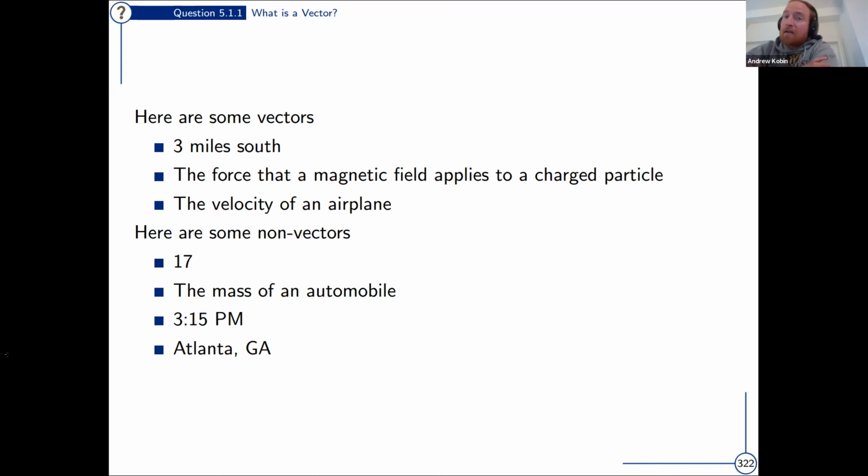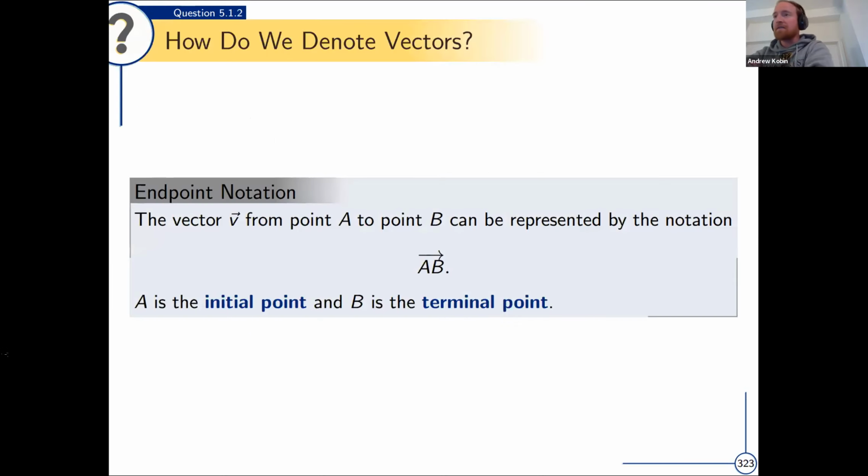Here are 2 more non-vectors. 3:15 p.m. is just some coordinate in time. It doesn't have any direction. And finally, Atlanta, Georgia doesn't really have any sort of numerical information. But even as a point on the map, if we represent things geometrically, it doesn't have a length or a direction. And these are some of the key differences that we use to distinguish between vectors and scalars, or real numbers, and points in a moment.